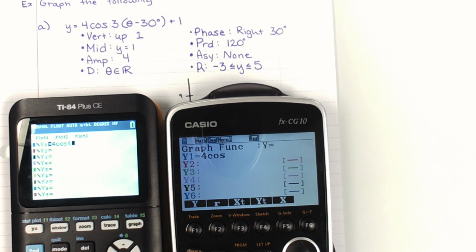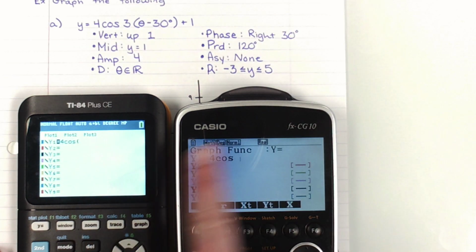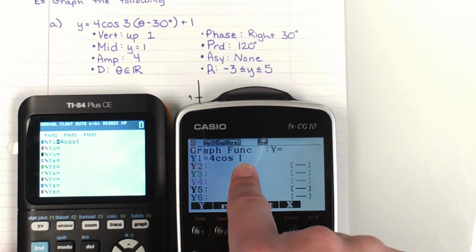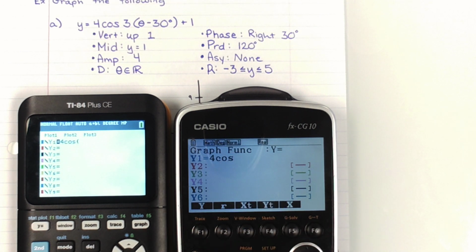Here is where things can go awry, depending on what calculator you have. Do you notice that the TI opened a parentheses and the Casio did not? Do I need a parenthesis there? Here's the thing. If I do not have a parenthesis there, then what my calculator is going to read when I start typing it out is 4 cosine of 3, just 3, getting multiplied by theta minus 30.